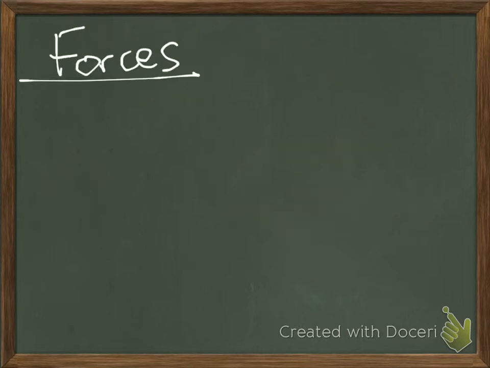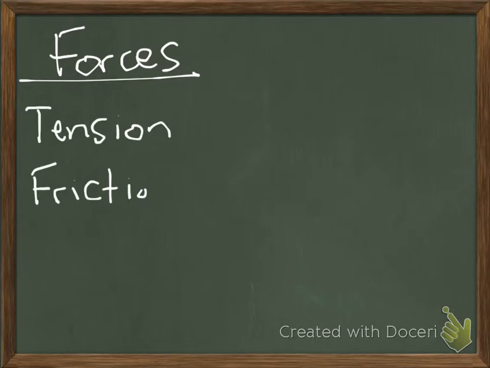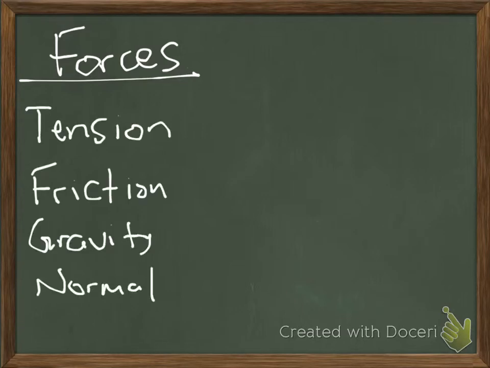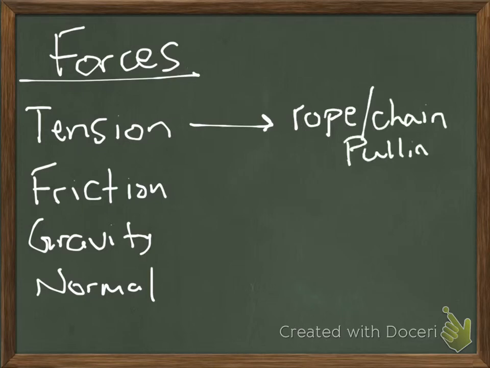Alright, so a summary of what kind of forces we've got. There are generally 4 forces that we're going to look at pretty much all year. Alright, and that's tension, friction, gravity, and the normal force. So when do we know which one's which?